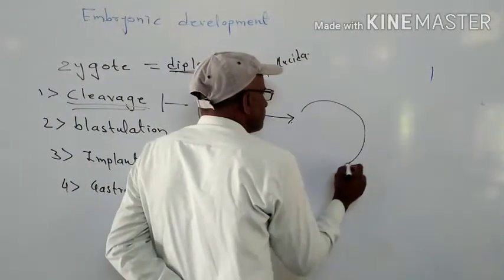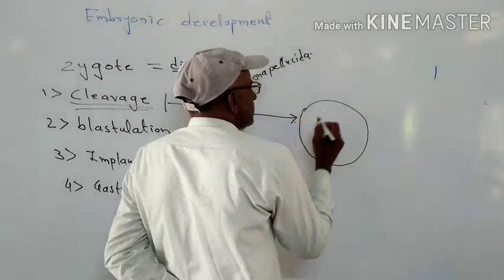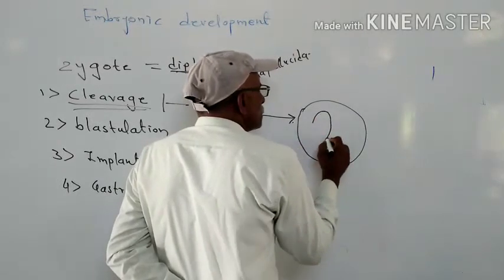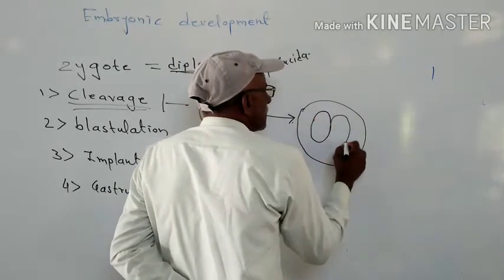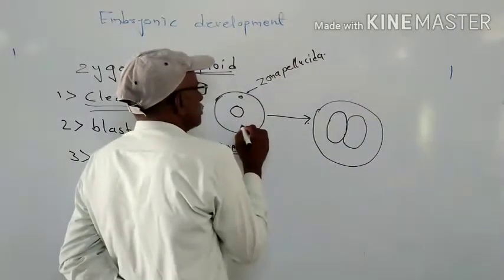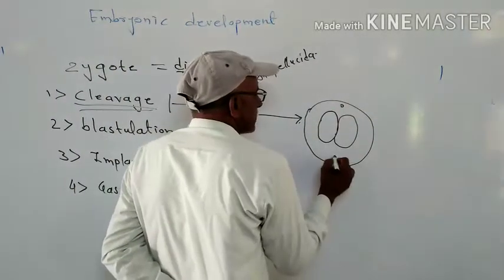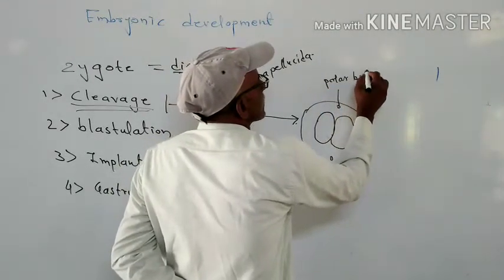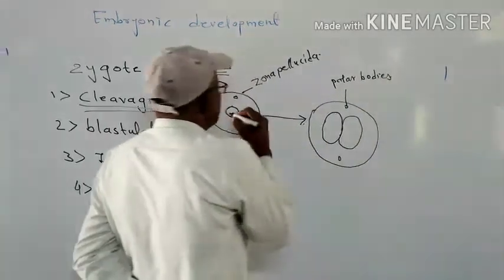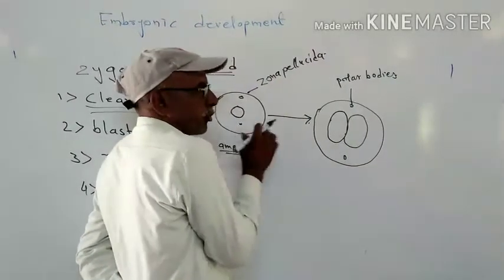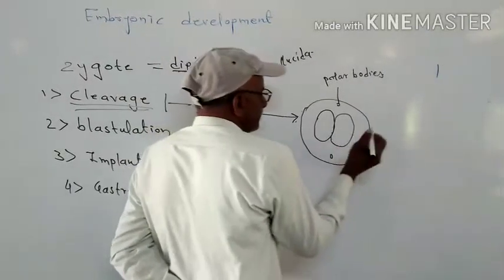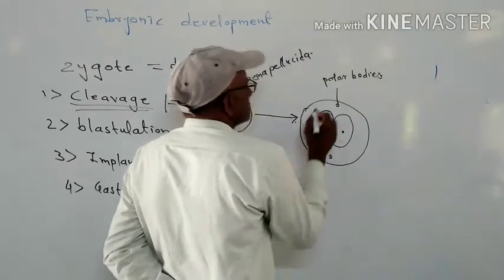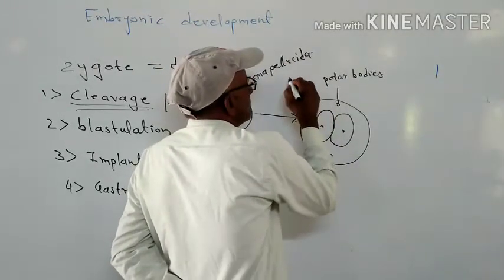There is a horizontal division, and 2 cells are formed. There are 2 polar bodies, which can be seen here. So the inner mass of cell, or inner cell protoplasm, divides into 2 cells. These are the 2 cells, these are the polar bodies, and this is the zona pellucida here.